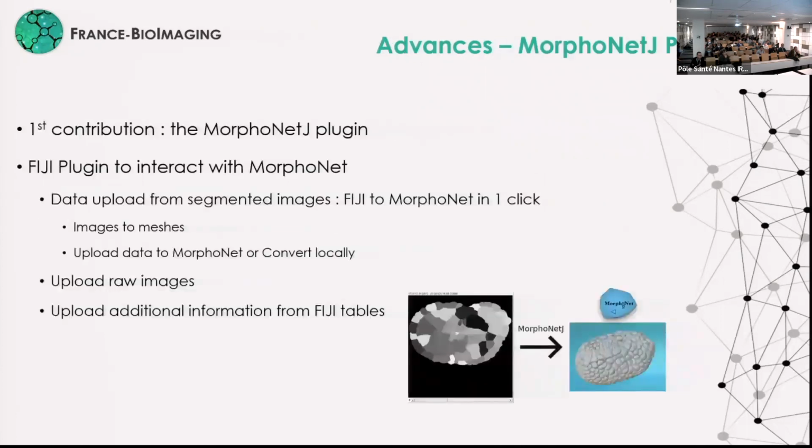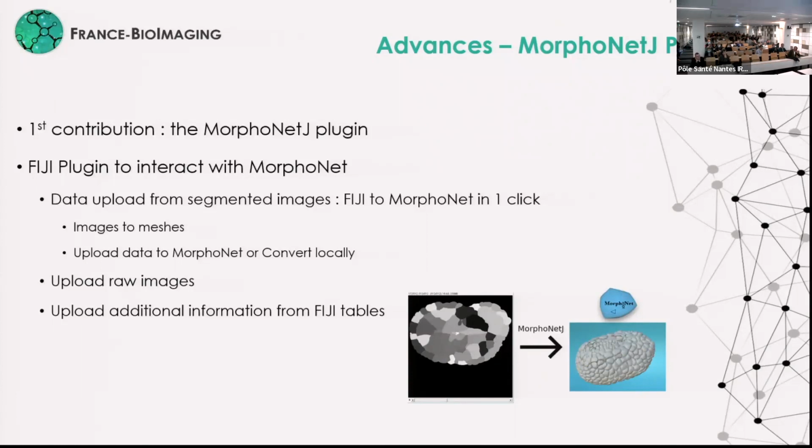So I'm just going to go quickly through a bunch of contributions that have been made in this regard. The first one was to develop what we call the MorphoNet J plugin, which is a Fiji plugin that we did with the idea of going from your segmented image in Fiji to your dataset that you can view on Morphonet in just one click. So you have your segmented images, which are converted into meshes in one click, and they're either directly uploaded if you have an account, or they're just converted locally if you do not. You can also upload directly your images and upload additional data to your datasets using Fiji tables.